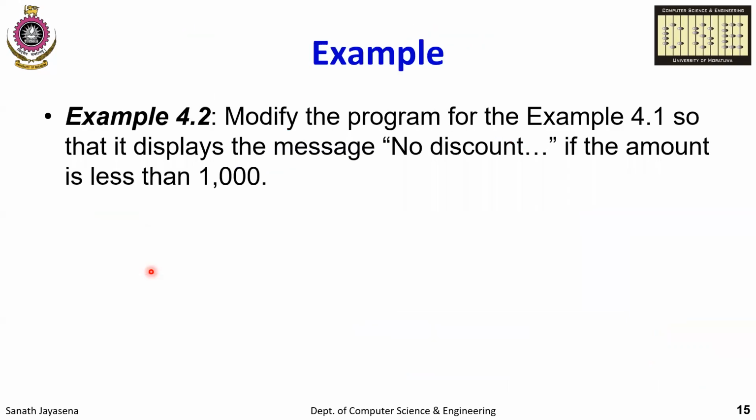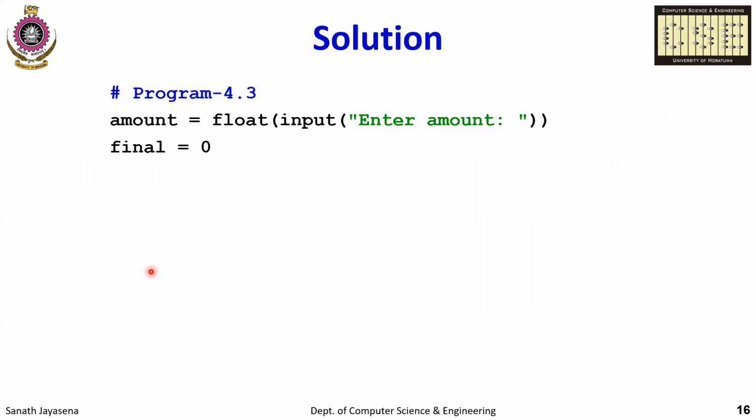So let's now look at another example, example 4.2, again from the notes. Here we are asked to modify the program for example 4.1 so that it displays the message: no discount, the amount is less than 1,000. So let's look at program 4.3 in your notes. That shows the solution for that.